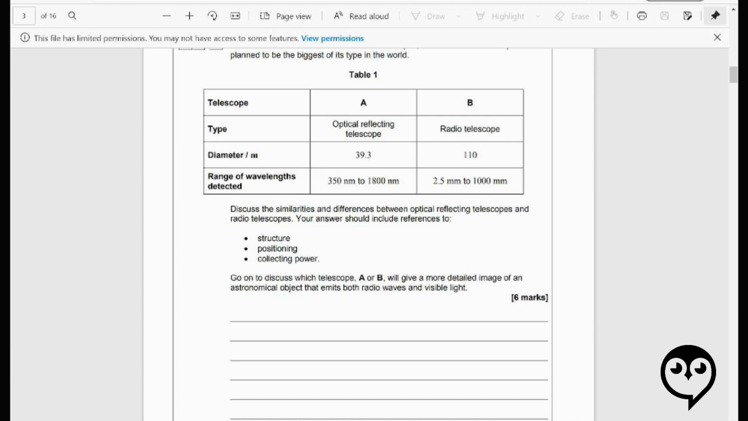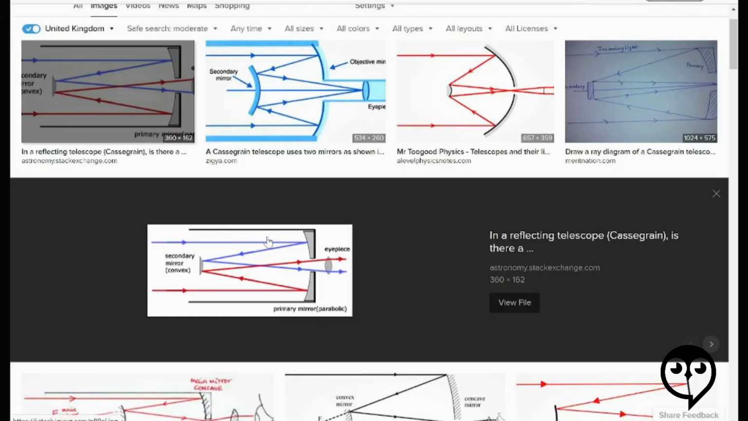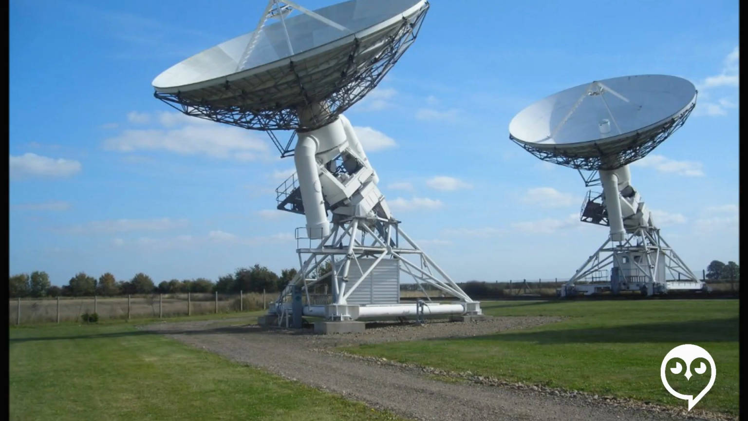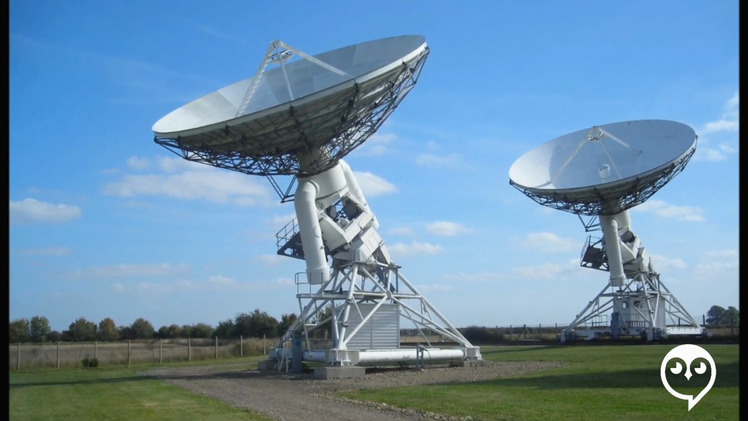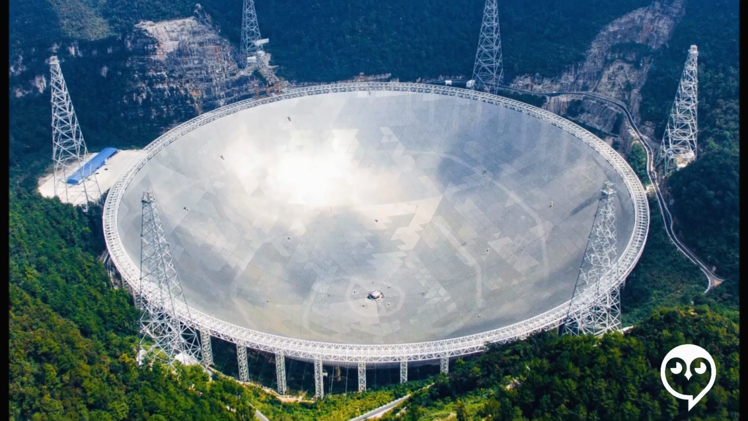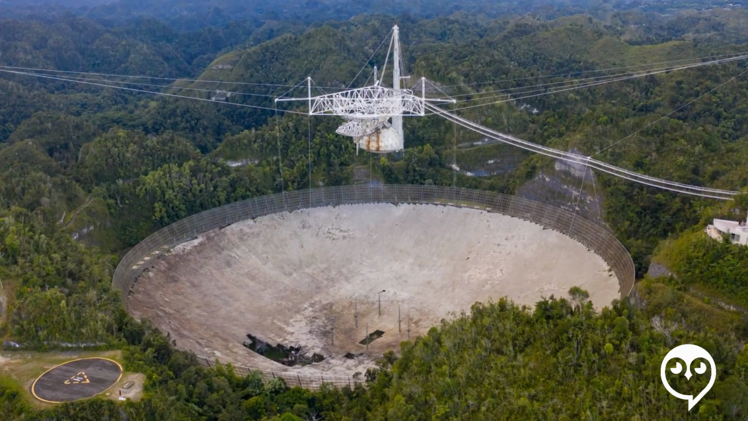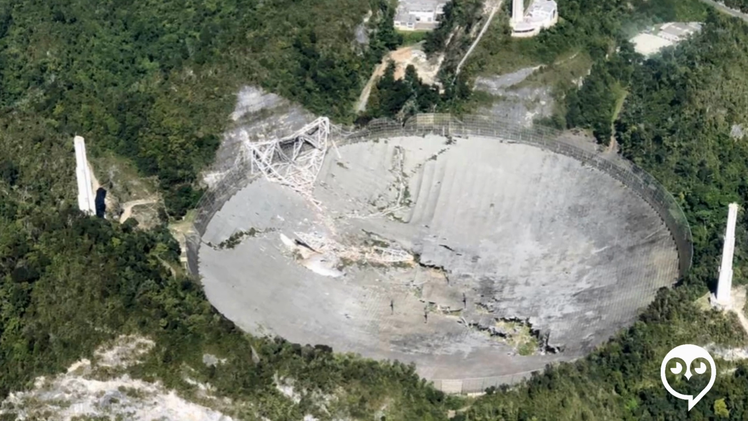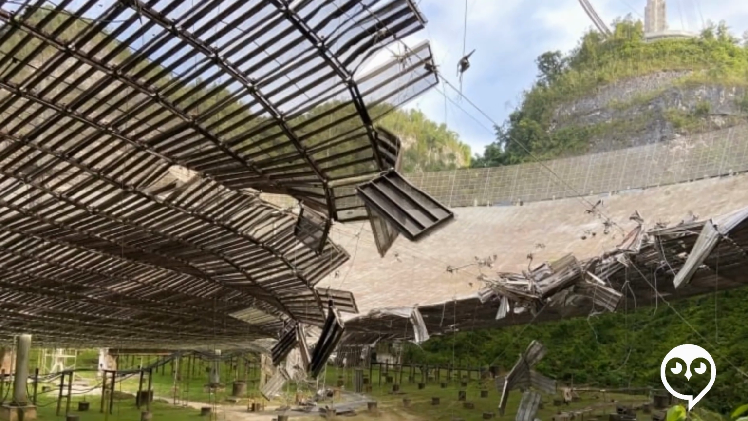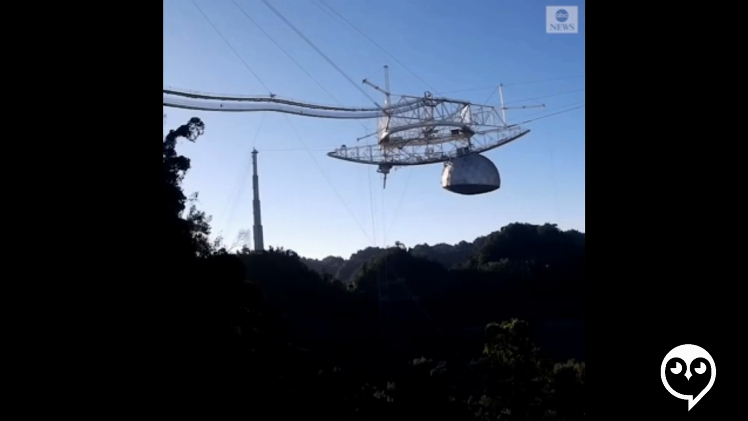Right, okay, so structurally, we know that a reflecting telescope, we need to reflect the light back onto another small mirror. It's kind of like a Cassegrain telescope, isn't it? Okay, and then back into an eyepiece in which it's magnified. Whereas radio telescopes, we see a much larger diameter. We're talking about big dishes. Maybe you're familiar with the observatory in Puerto Rico that has finally met its demise after decades of research from it.